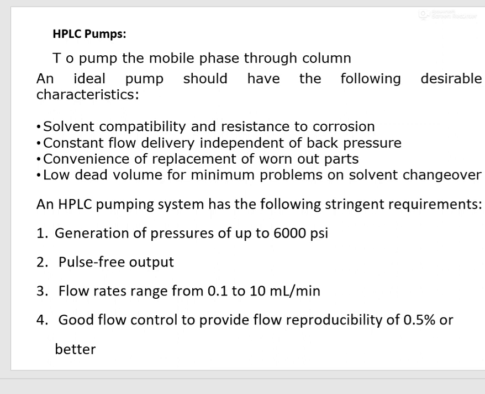Another important criterion is constant flow delivery independent of back pressure. Now what do you mean by this? If we are setting a flow rate of say 1 ml per minute, then throughout the experiment it should deliver 1 ml per minute only. It should not be less than that, not more than that. Even 0.1 ml deviation is not allowed. So the flow of the pump should be constant.